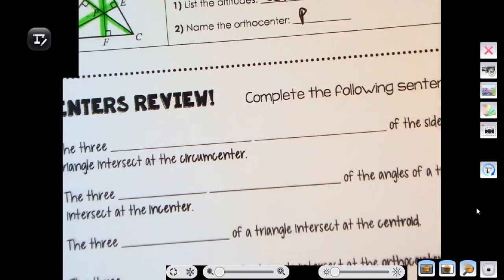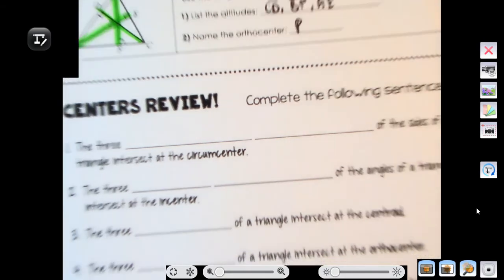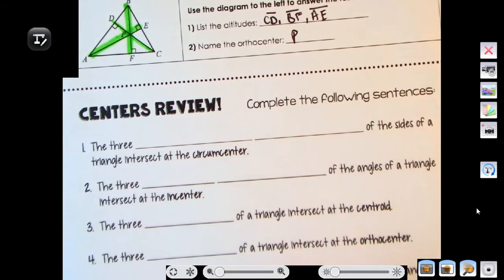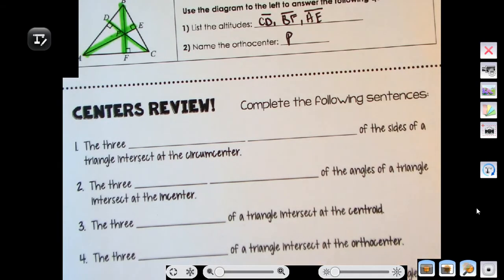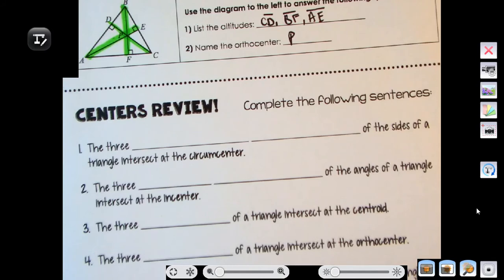They come straight from your notes. So you do have all of this information in your notes. It would just be about going back and finding it in your notes. I want you to just try, kind of a little bit of a study tool as well. Go back and see if you can fill in these blanks on your own. And then I will show you the answers. It's just a review of all of the centers.